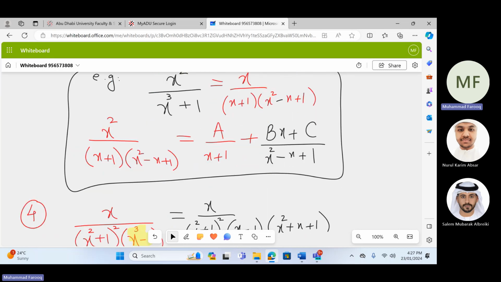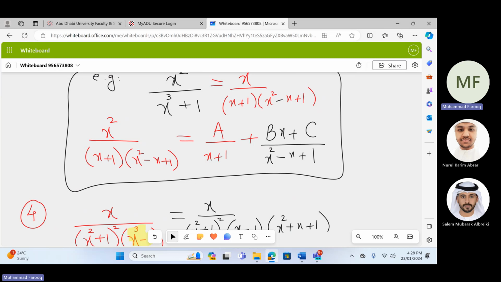So I hope you see, the basic things are only two. Number one, if factors are linear, only one constant. If factors are quadratic, two constants. And just check if they are repeating, then decompose their powers. Write power number one, then power number two, like that. Understand? Okay.